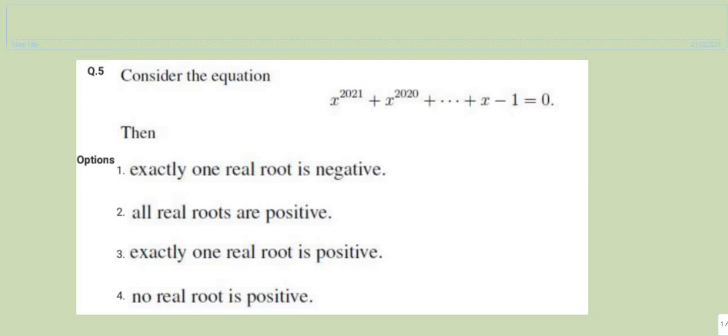So it's given that the polynomial x^2021 + x^2020 + x^2019 and so forth + x - 1 is equal to 0. Then which of the following options are true? Exactly one real root is negative, all real roots are positive, exactly one real root is positive, no real root is positive. Okay, so what we can do here is, let's check whether the numbers 0, -1 and 1 are roots of the given equation.